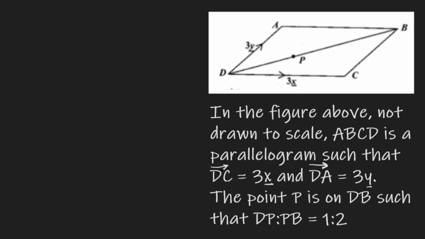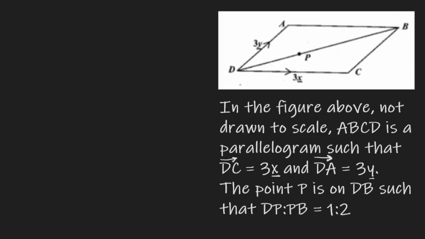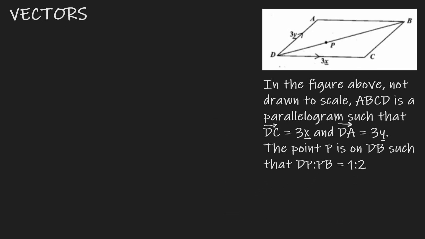In the figure above, not drawn to scale, ABCD is a parallelogram such that vector DC is equal to 3x and vector DA is equal to 3y. The point P is on the line DB such that the ratio between DP and PB is equal to 1:2. Well, my first step is to pull out all of the information presented to me. Vector DC is equal to 3x, vector DA is equal to 3y.